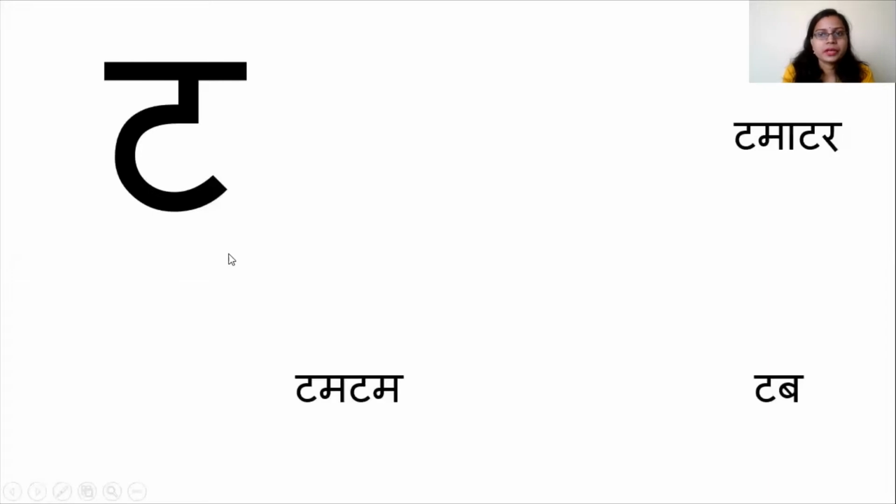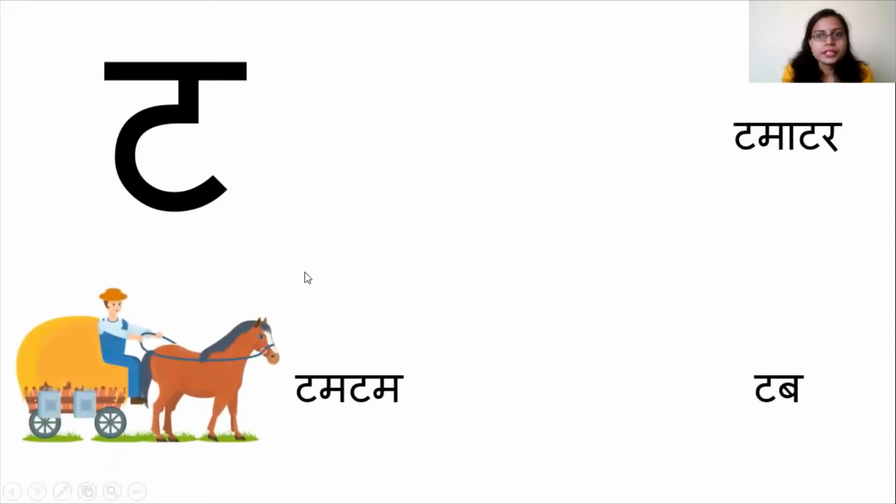Now let us see the pictures which start with the letter T. So this is T. Let's see what is the first picture. The first picture we have, T say tum tum. Tum tum means, children, you can see tum tum starts with the first letter T. That's why we are learning T say tum tum. Tum tum means a horse cart. A cart which is pulled by a horse is called tum tum.